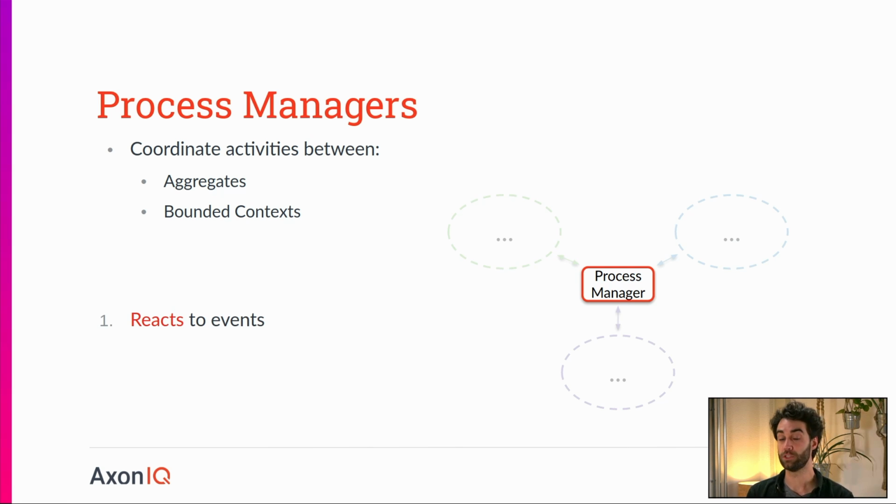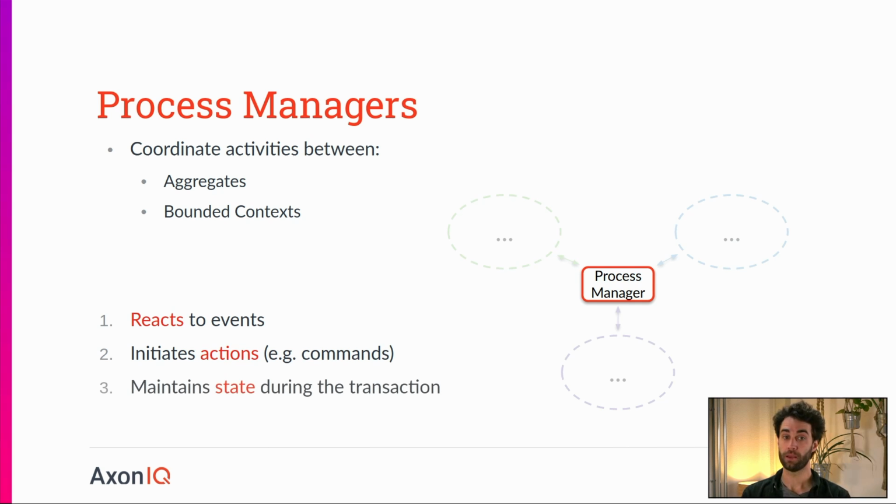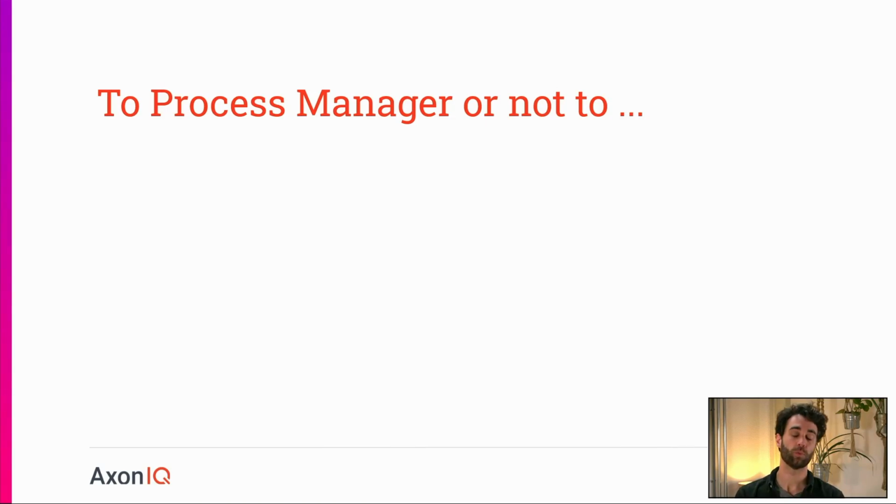What these process managers do is react to events occurring from these different models. They initiate actions when they receive such an event, for example, dispatching a command, and they maintain state during the process of this transaction because they require that state to make the right decisions, to correctly deal with the process at hand. So a process manager is a very nice tool, but we do not always need to use a process manager. There are some scenarios where you do or do not use such a component.